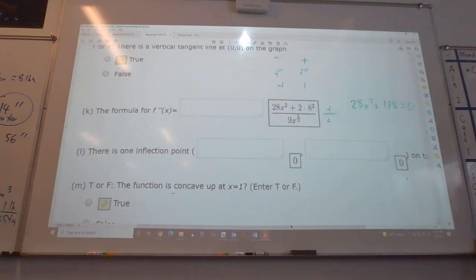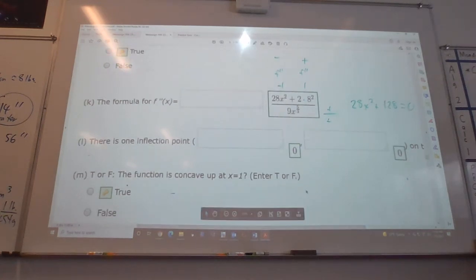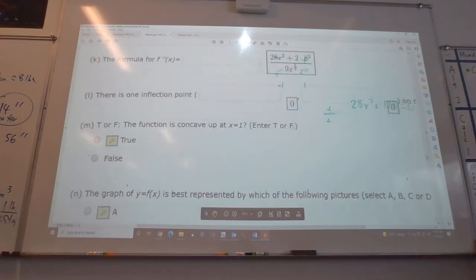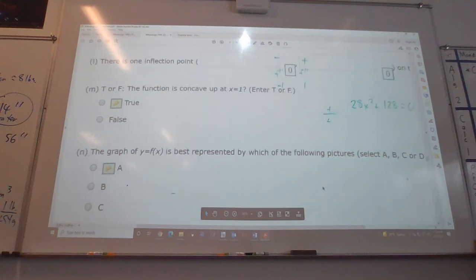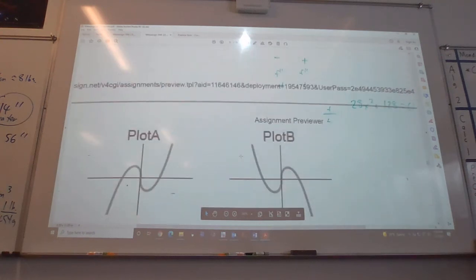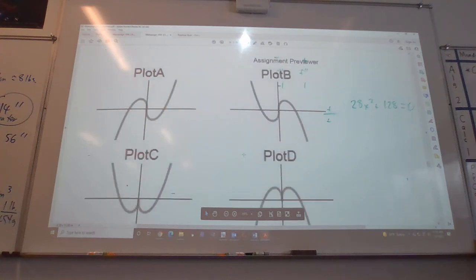Okay, a lot of you guys didn't get all the way this far, but these are like the easier ones, I think. True, false: is it concave up at x equals 1? That's true because the second derivative is positive at x equals 1. We just showed that. Second derivative is positive at x equals 1, so it's concave up. And then we just had to choose a picture. It looks like A. So the answer is A.